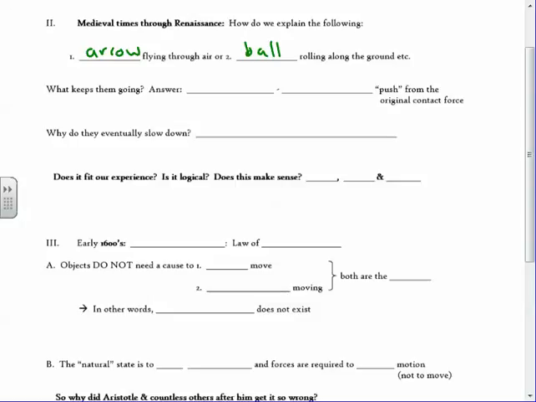The question we have to ask is, what keeps them going once we've pushed them? If my hand is not in contact with it anymore and I throw a ball, or a string propels an arrow forward, why does it keep going?